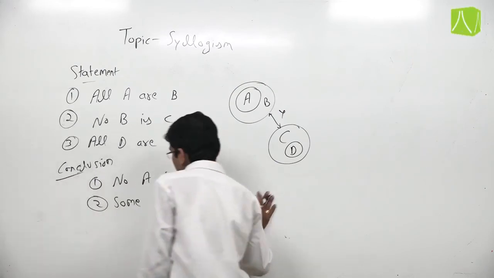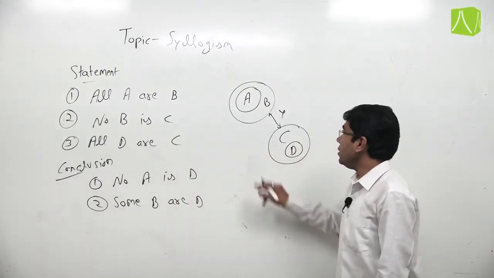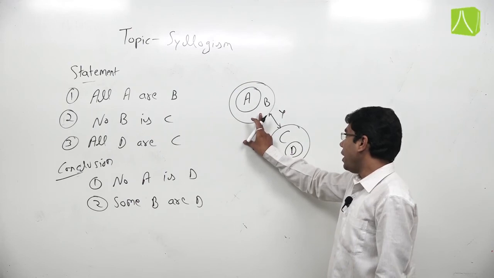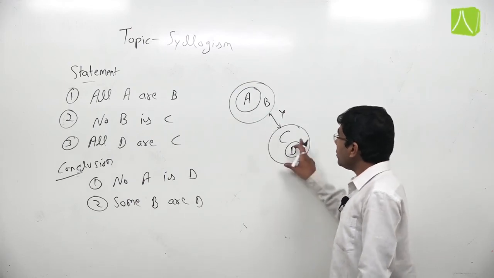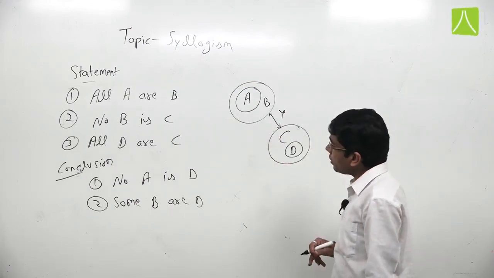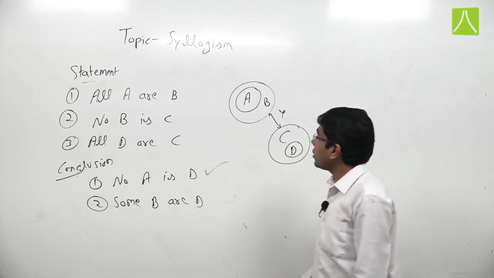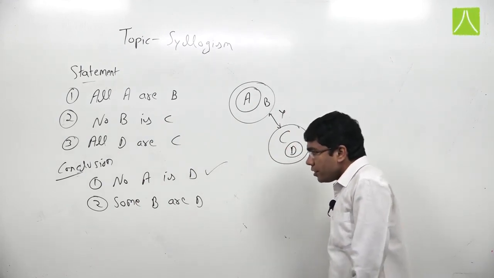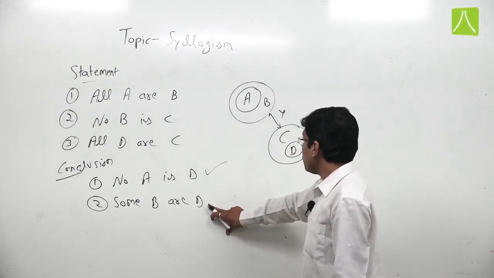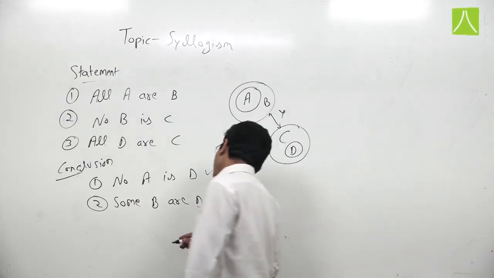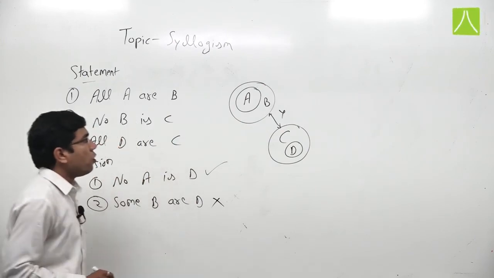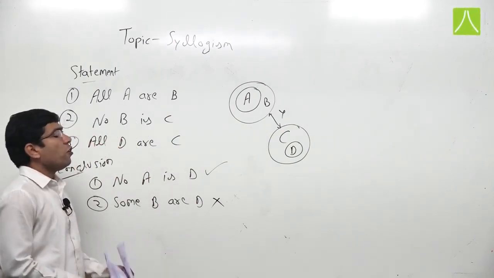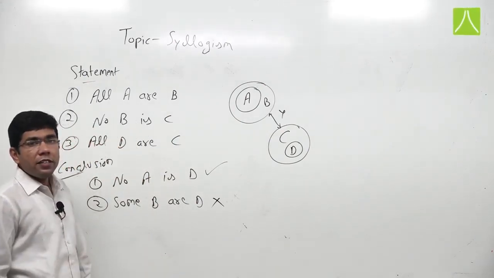Now with the help of this diagram we can check. No A is D: A is covered by B, and B and C cannot connect. D is covered by C, C and B cannot connect. So first conclusion is correct. No A is D, A and D cannot be connected in any situation. Second, some B are D, positive conclusion. B and D are not connected, so second conclusion is wrong. So for this question our answer is option A, only one conclusion is correct.